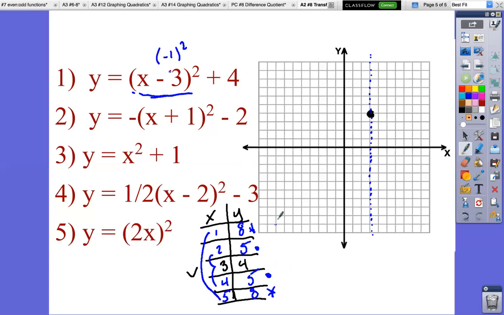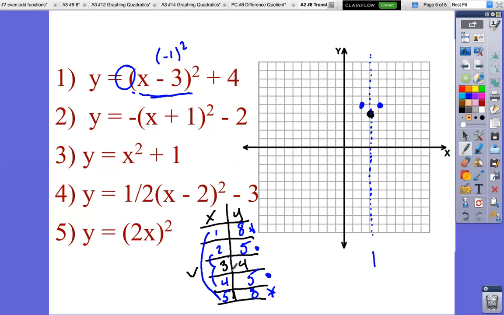Now, we're not going to have to make a table after today. But I want you to see why, and it's not a trick, why the A value works. So from 3, 4, my next point's 2, 5. And my next point's 4, 5. Oh, by the way, will somebody tell me again, what's my A value here? 1. Okay.